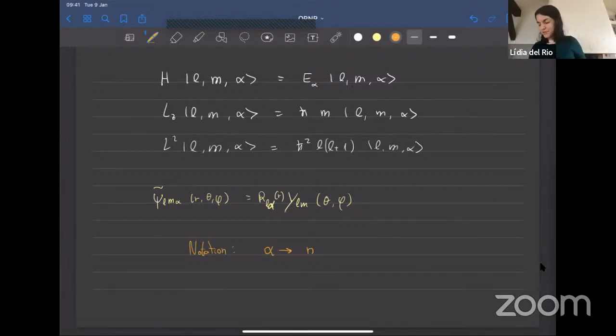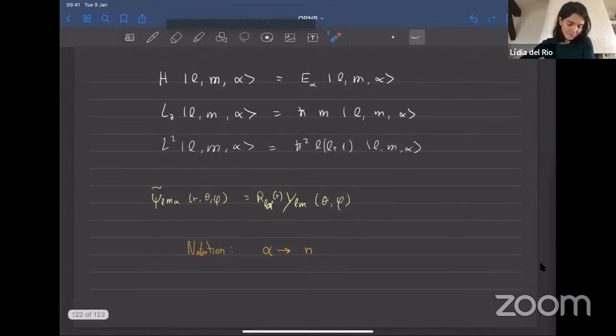Just by calling it n, we're not imposing that it must be discrete, right? So it could still be anything. Okay, so now we need to apply the eigenstate equation, the Schrödinger equation for energy eigenstates, if you want to find out more about this thing here, right?